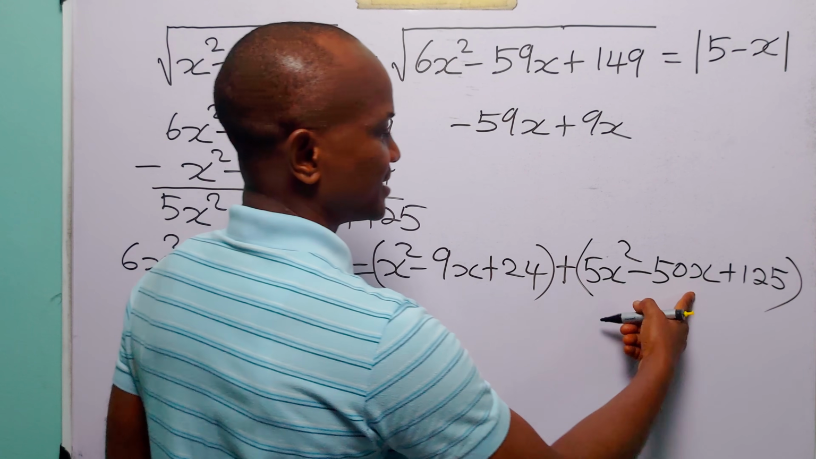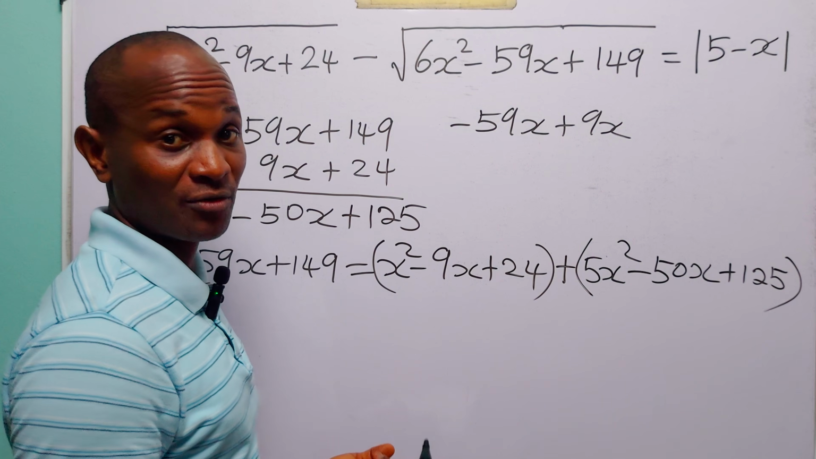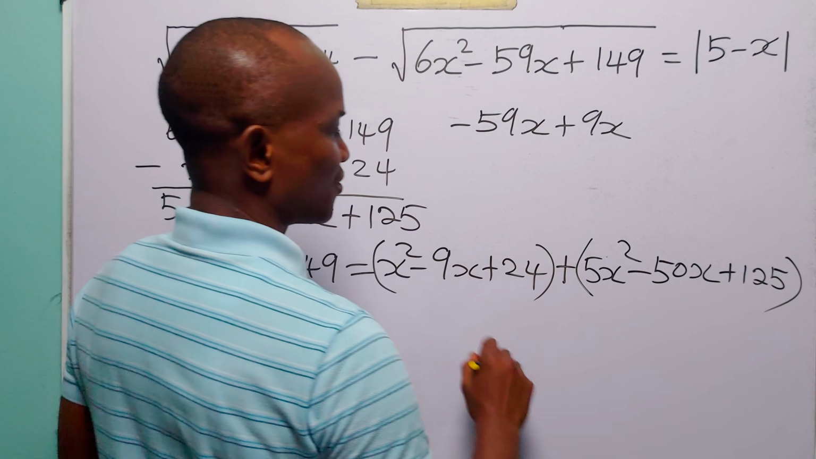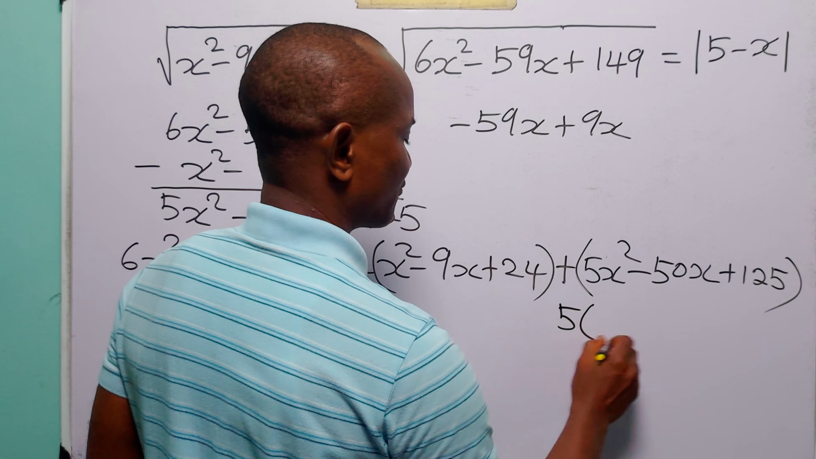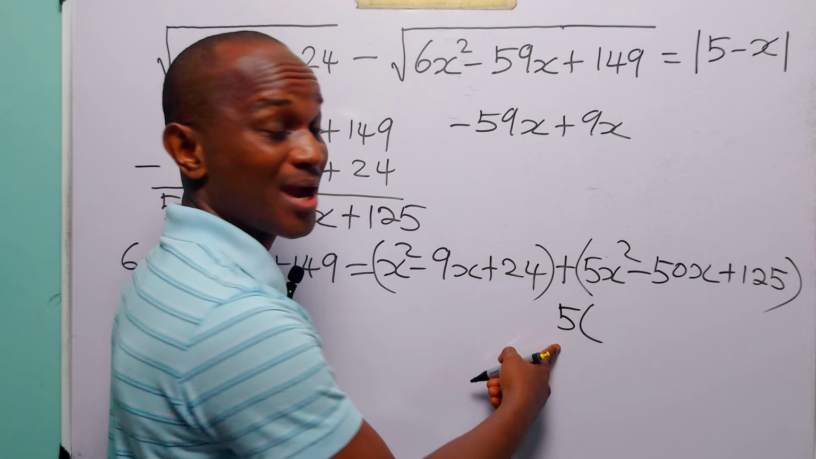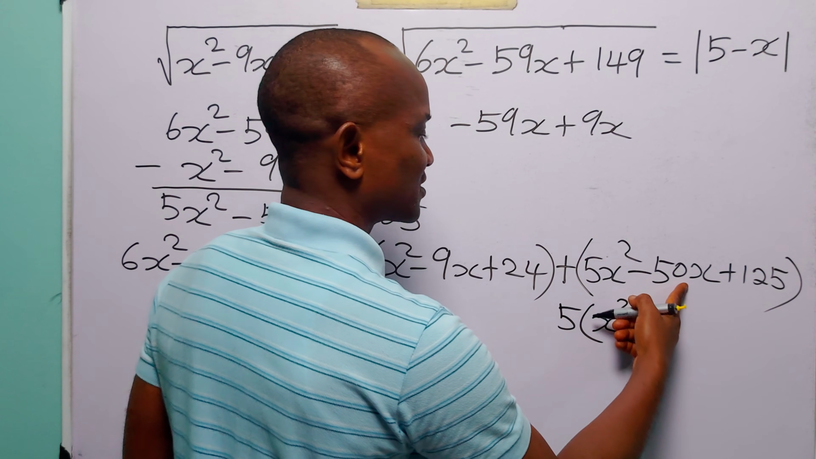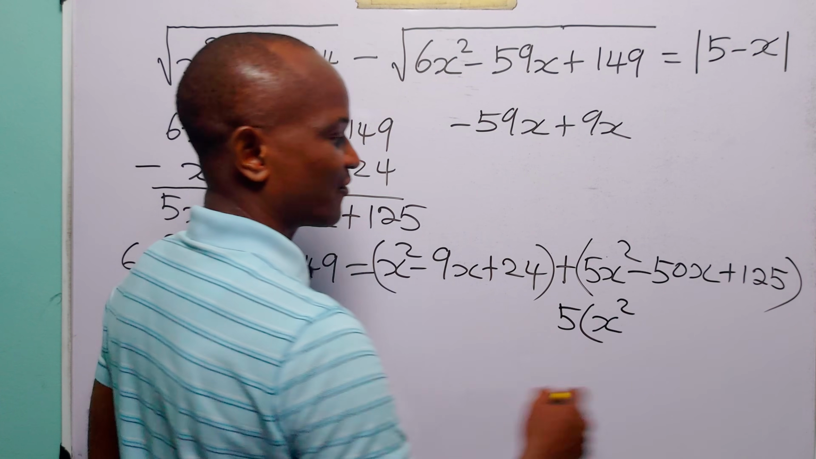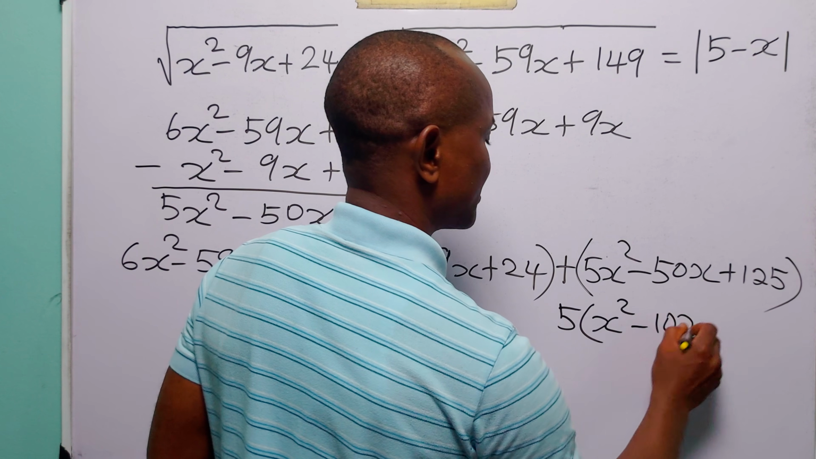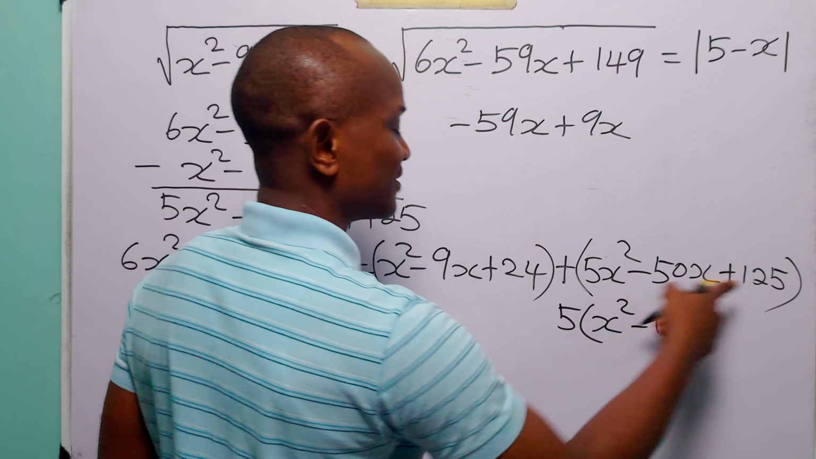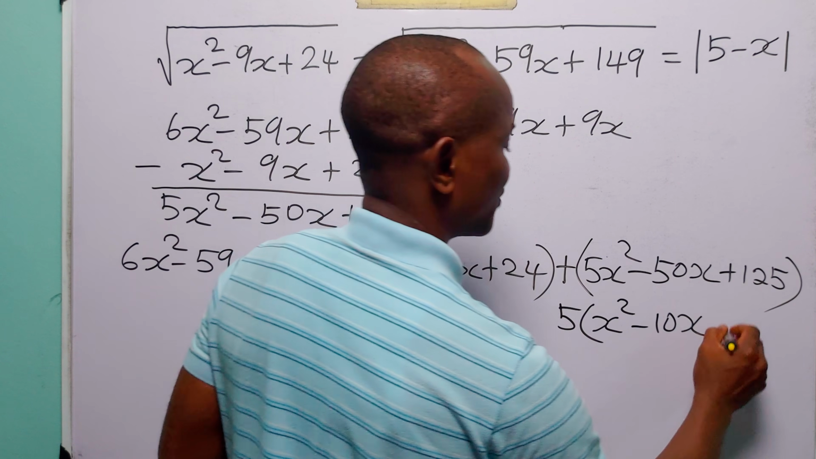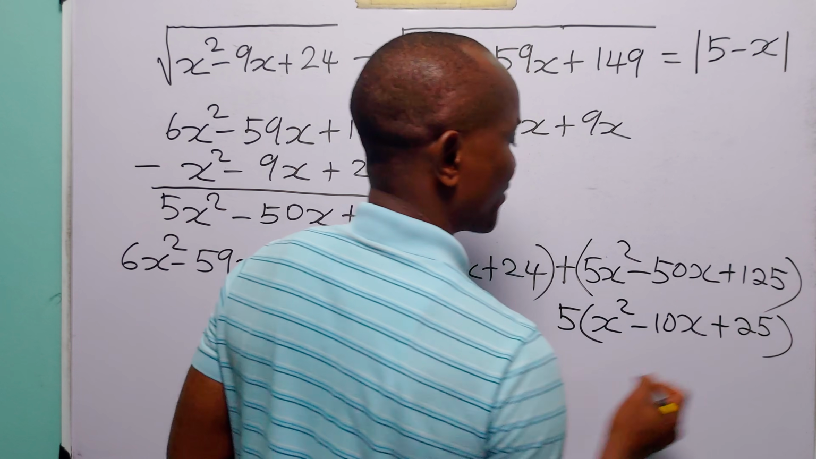Now, when you look at these three terms, you're going to see a common factor, which is 5. So we can factorize this. We have 5 into 5x squared divided by 5 is x squared, minus 50x divided by 5 is minus 10x, and 125 divided by 5 is 25.